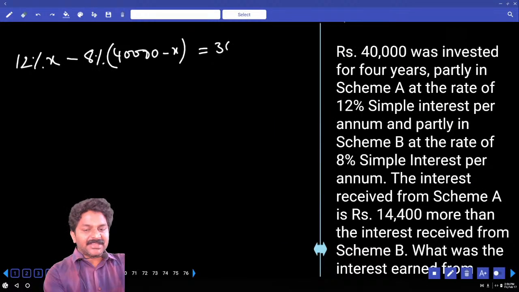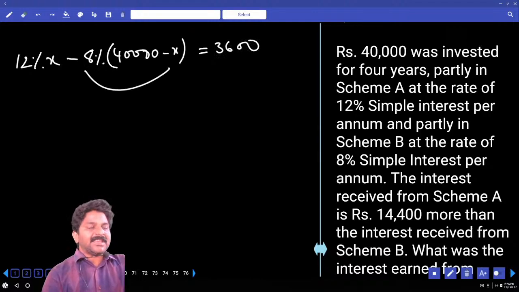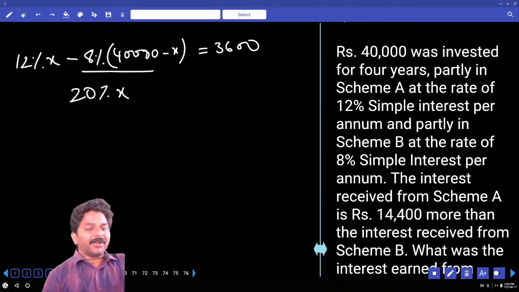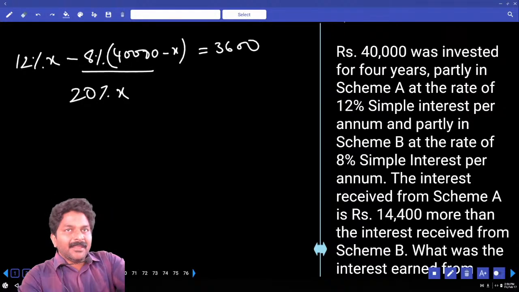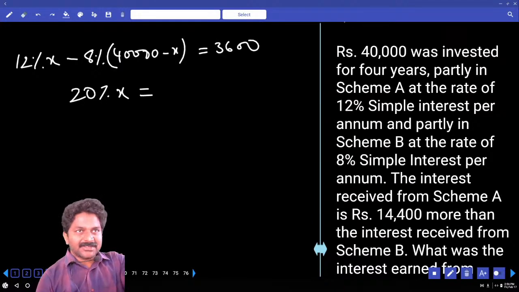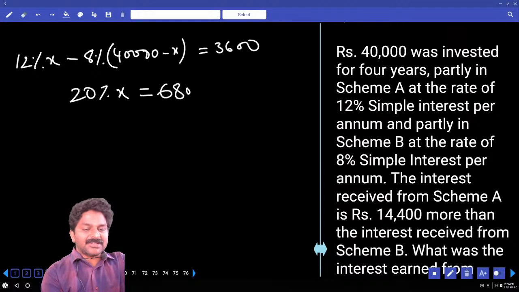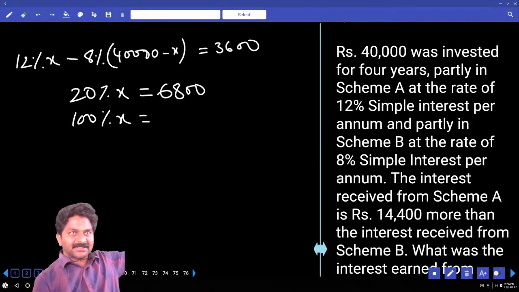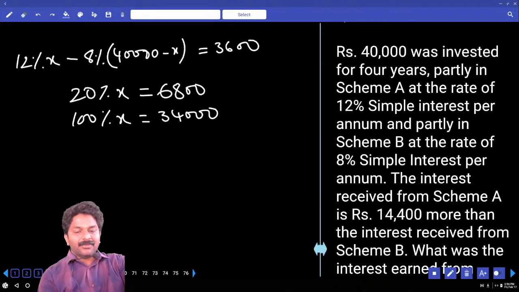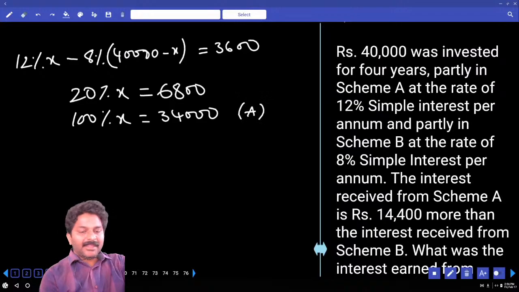If this value is equal to 3,600, minus 8 into minus 6, that is plus 8x, plus 12x, 20x. 8% of 40,000, 1% is 400. 8 times, 3,200. Negative value goes to the other side, becomes plus 3,200, which becomes 6,800. 100% of X is equal to 5 times of 20% of X. 5 times in the sense that is 34,000, which is investment in scheme A. Then remaining 6,000 is invested in scheme B.